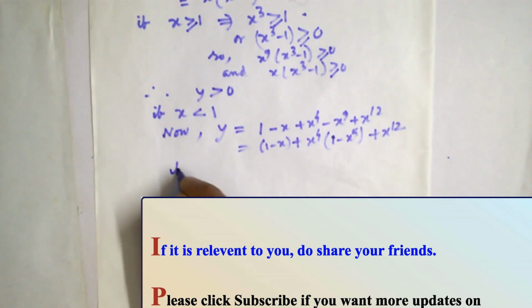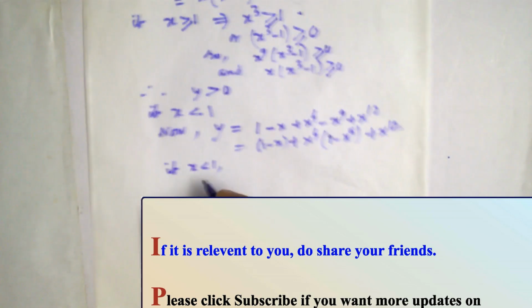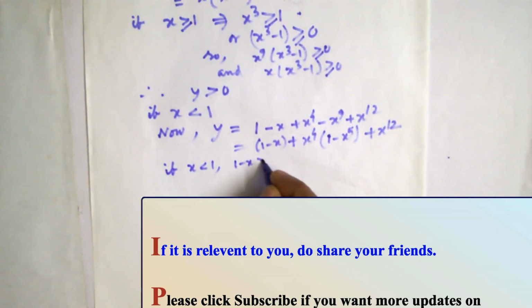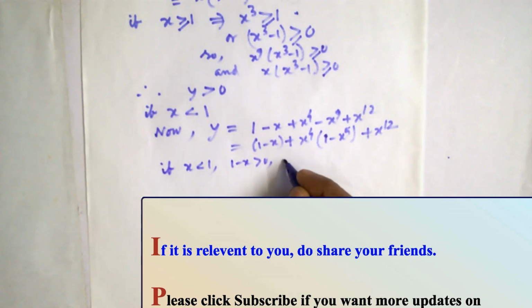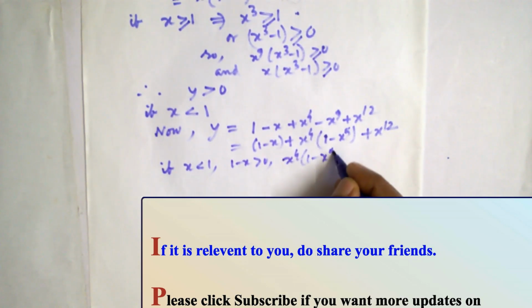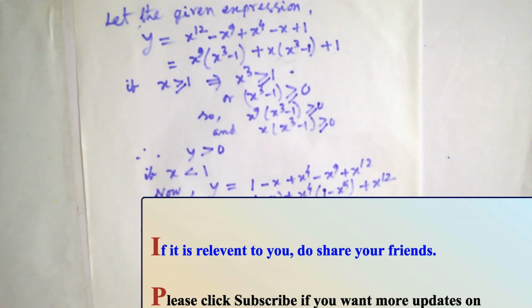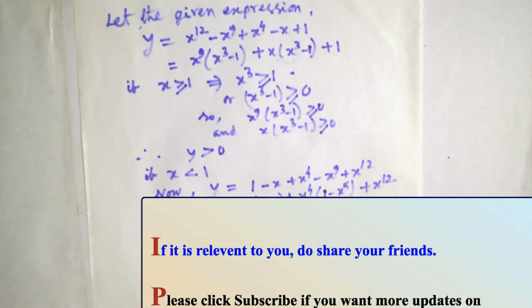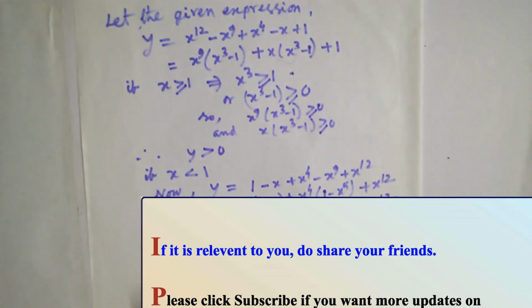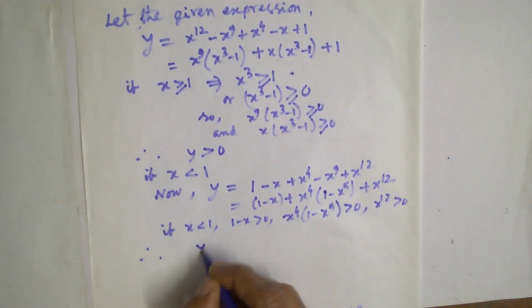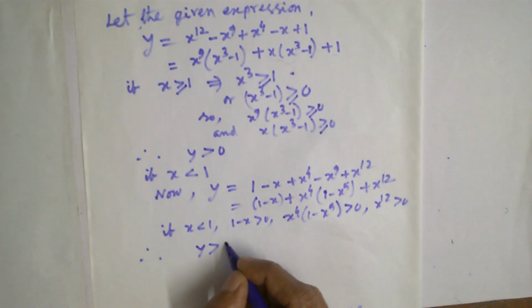So if x is less than 1, 1 minus x is greater than 0, x to the power 4 into 1 minus x to the power 5 is greater than 0, and x to the power 12 is greater than 0. Therefore, y is greater than 0.